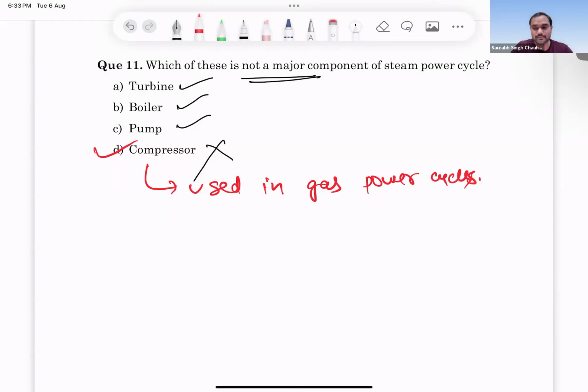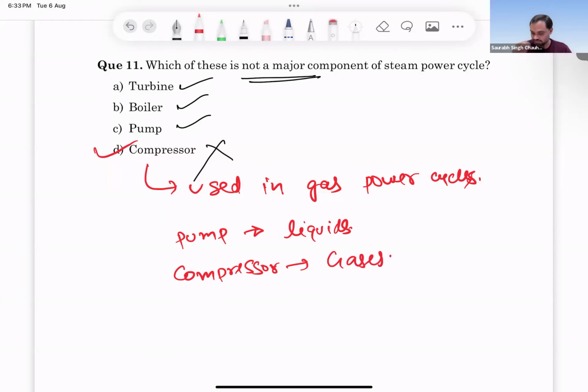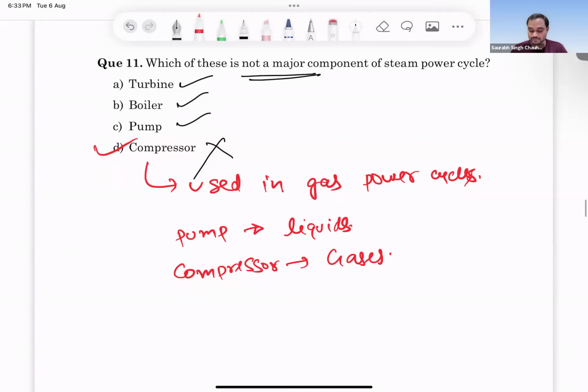Compressor and pump, both of these devices increase the pressure, but pump works well for liquids, and compressor is designed to work for gases. So in a steam power plant, compressor is not used, pump is used. So this should be clear, and we should move to the next question.